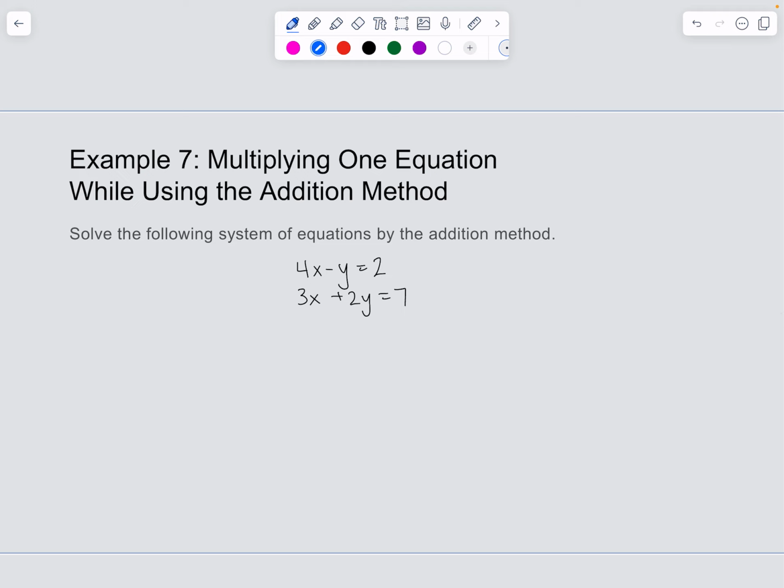Okay, 4x minus y equals 2, 3x plus 2y equals 7. This is the case where we don't see the same coefficients. The x's have 4 and 3. The y's have 1 and 2. So in this case, we're going to have to multiply one of the equations to get that nice elimination happening.